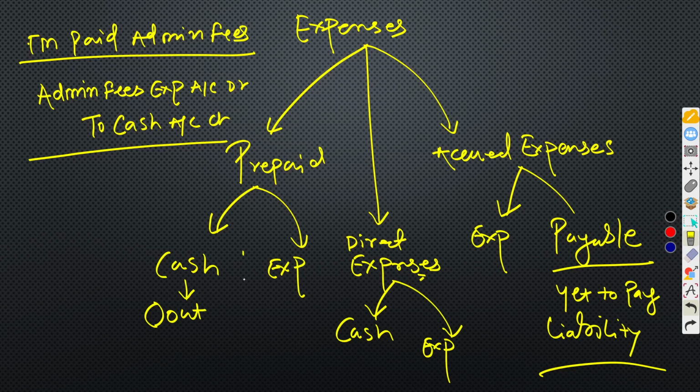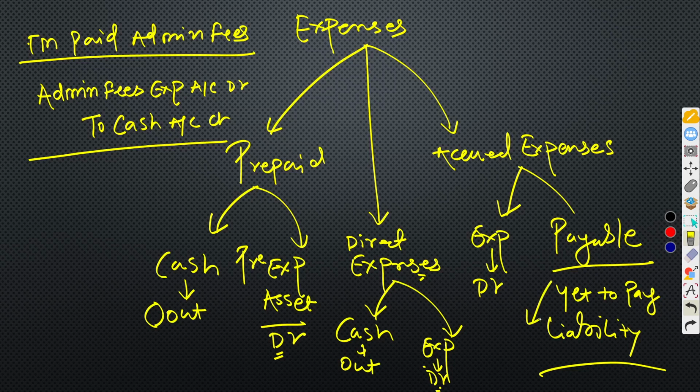and your prepaid expense, basically an asset, is always recorded on the debit side. Follow this rule. Same in case of direct expense: cash will go out, and expenses we record on the debit side by default. In case of expense we record on the debit side, it will increase, and payable we record under liabilities. It means we always record liabilities on the credit side. So this is how we prepare accounting entries: admin fees expense account debit to cash in case of direct expense.